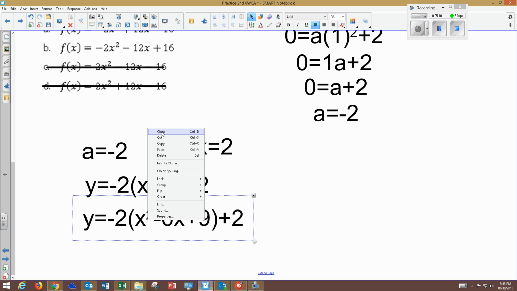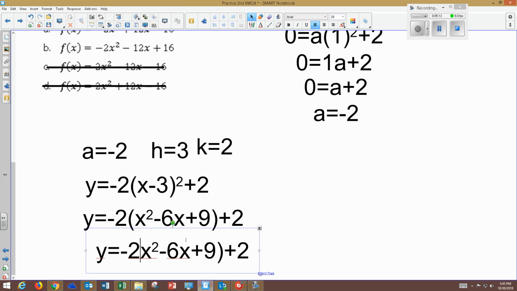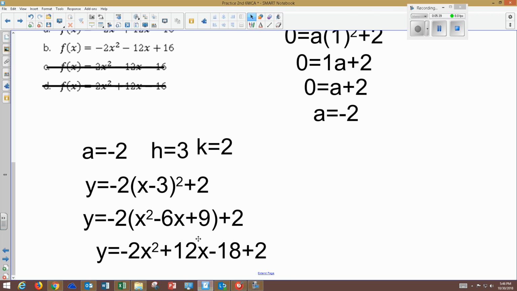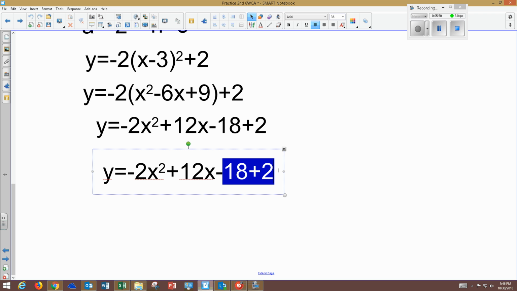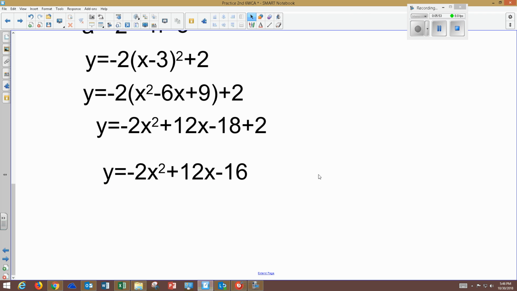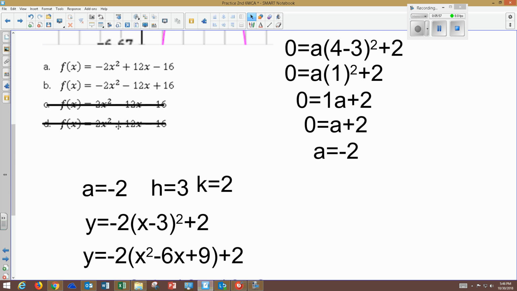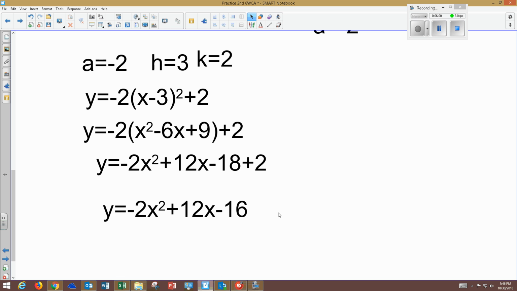And let's distribute the negative 2. We'll get negative 2x squared. This now turns into a 12x, since it's both negative, this turns to a positive 12x. And now we got a negative 18, right? Let's get rid of that 2. And if we simplify this one more step, we know that this right here is going to be a negative 16. So, what is our final answer? Again, our answer turns out to be A, which is choice A.